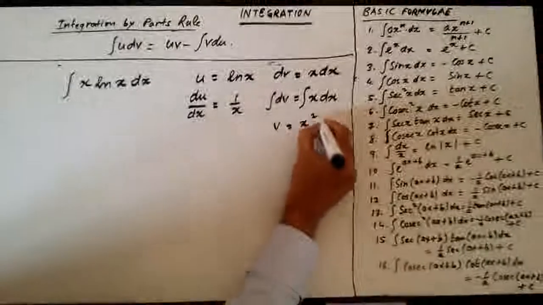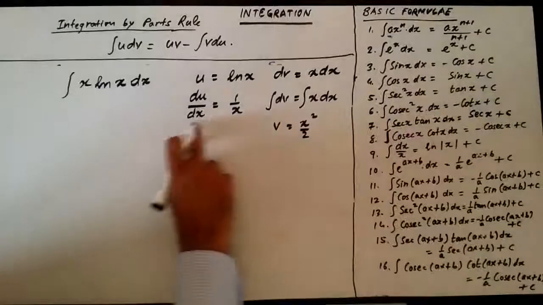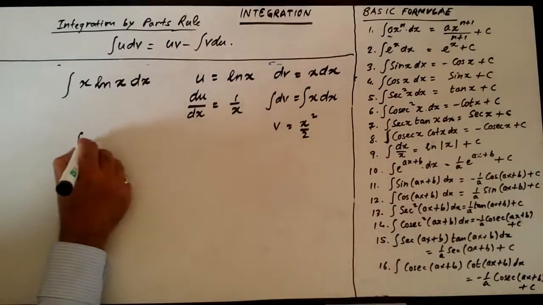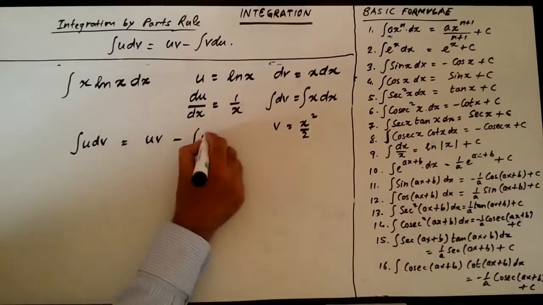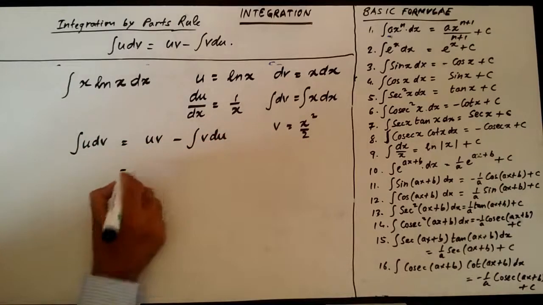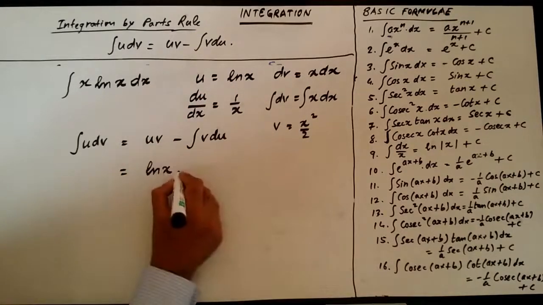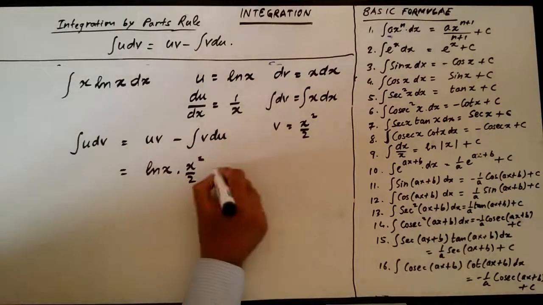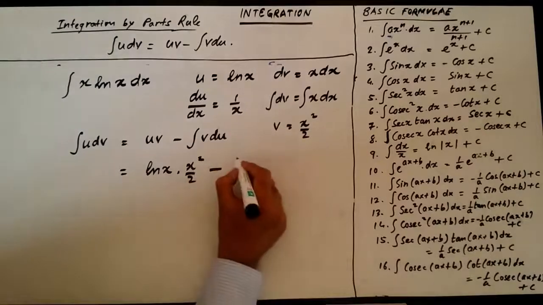So v, the integration of x, will give us x squared by 2. Okay, so we get du by dx, we get v, and we have to substitute in this formula. We get integration of u dv is equal to uv minus integration of v du. So what is u equal to? We know that u is equal to ln of x, and what is v equal to? We got it as x squared by 2.